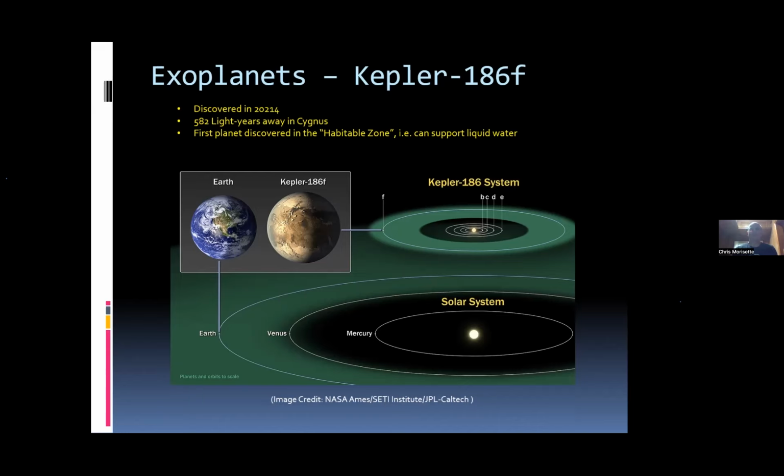And that's an example of Kepler 186f, an exoplanet, again, that would have been created in much the same way as our own solar system.